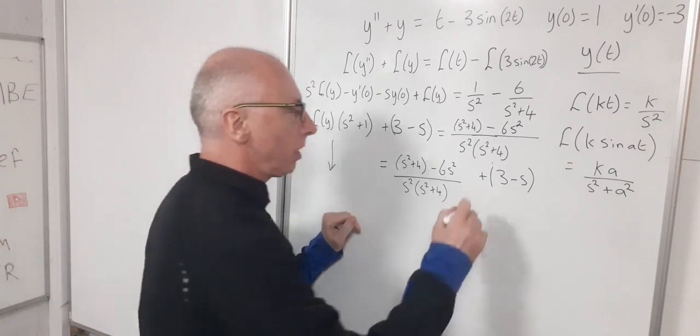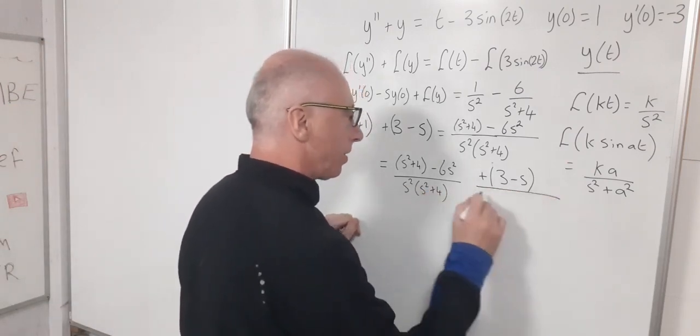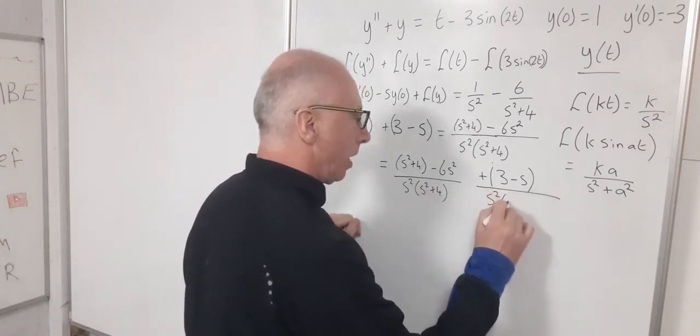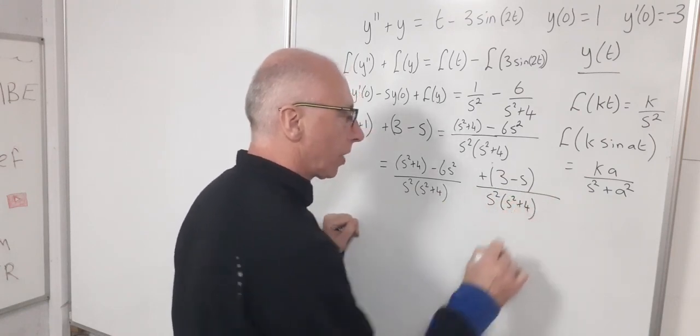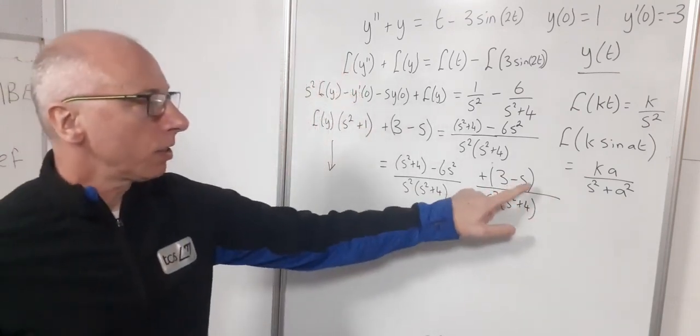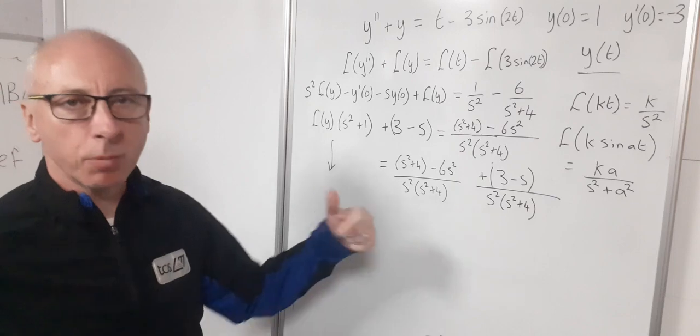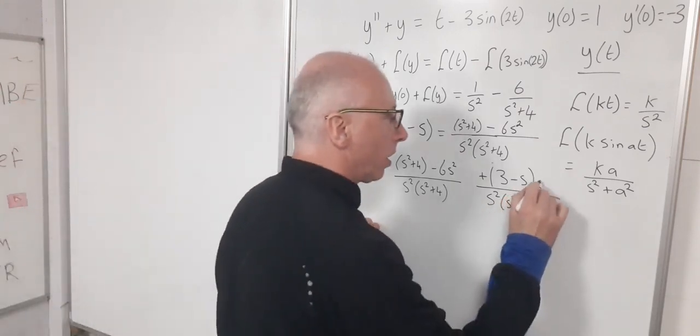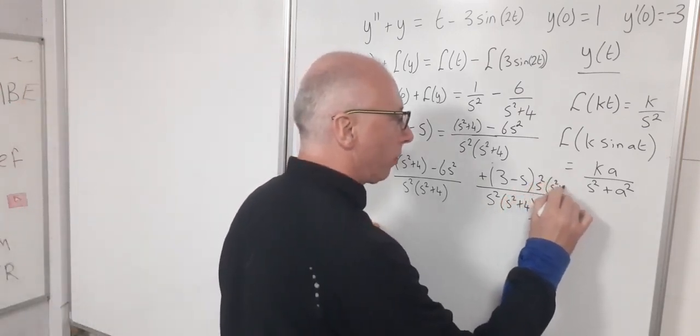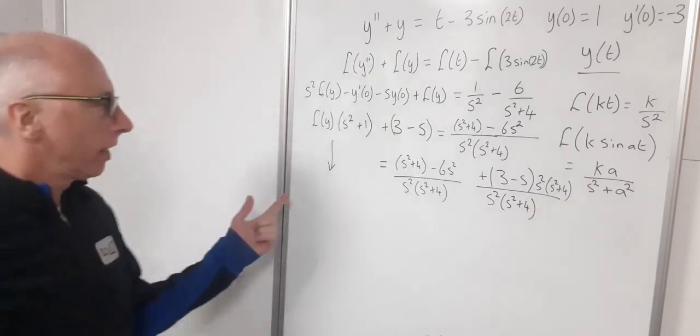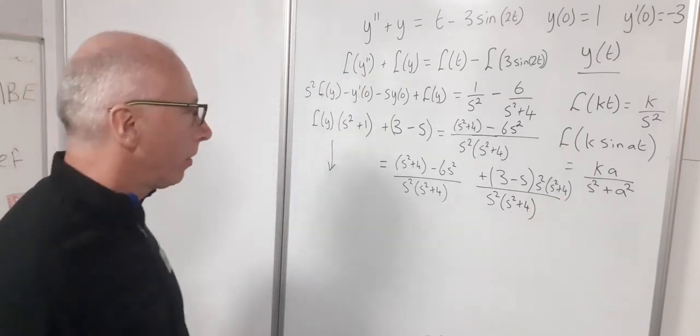So what I want to do is write this as that. So s squared plus 4. And now I'm going to need to put that multiplied by this term as well, otherwise I've changed the value. So s squared plus 4. Okay, right. Let's see if we can simplify this even more.